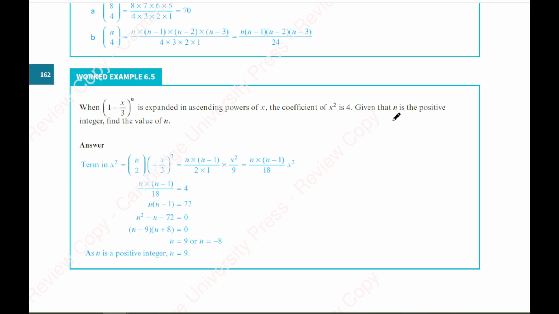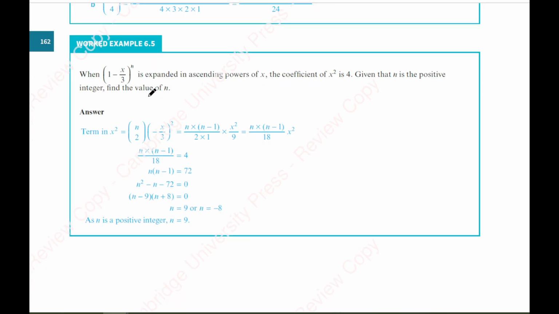So find that n is the positive integer, find the value of n. So here is like example what you have to do. When you have this expanded in ascending powers of x, the coefficient of x squared is 4. Yeah, so it means that you have only x squared in this term. And given that n is the positive integer, find the value of n. So you need to find the value of this n, which is positive integer.